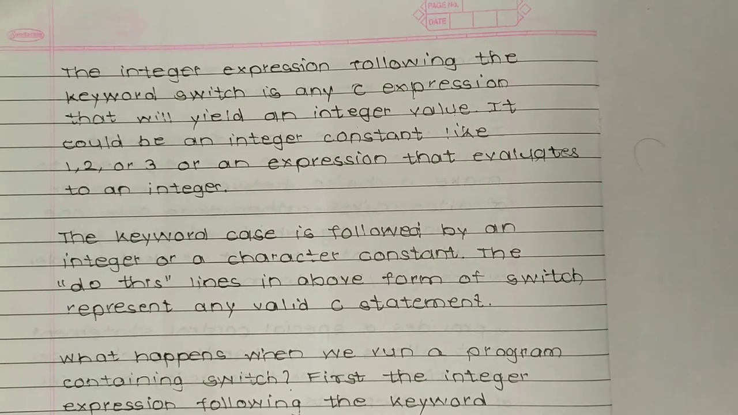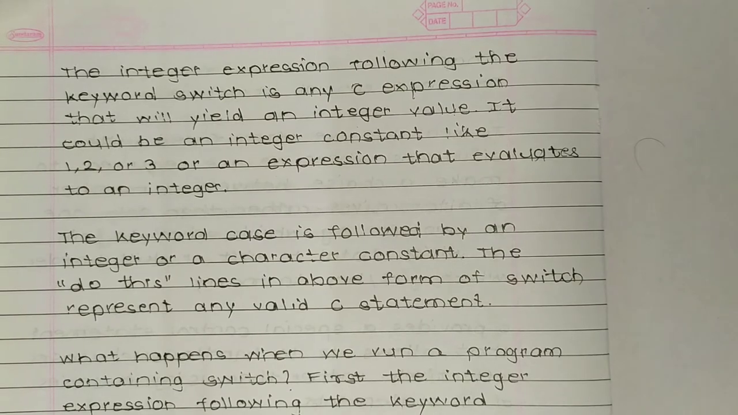It could be an integer constant like 1, 2 or 3, or an expression that evaluates to an integer. So it can be an integer constant, such as numbers 1 to 3, or it can be an expression that evaluates to an integer, that is, a numerical expression also.